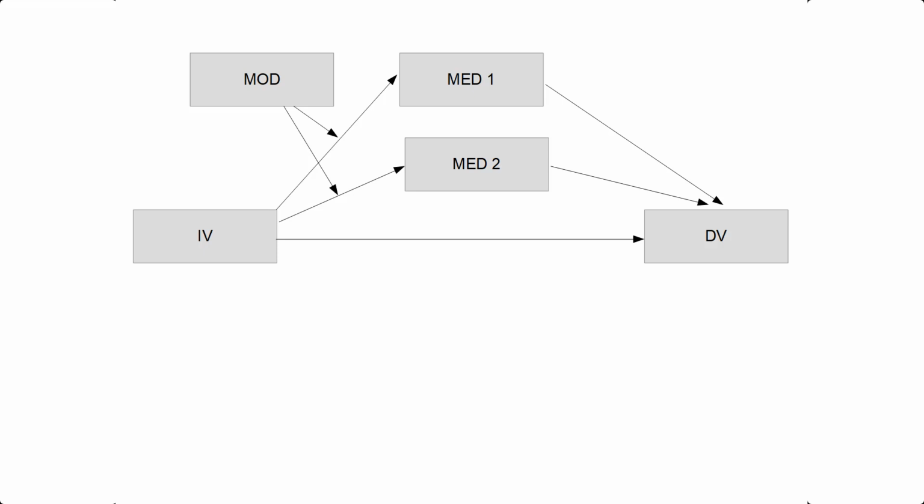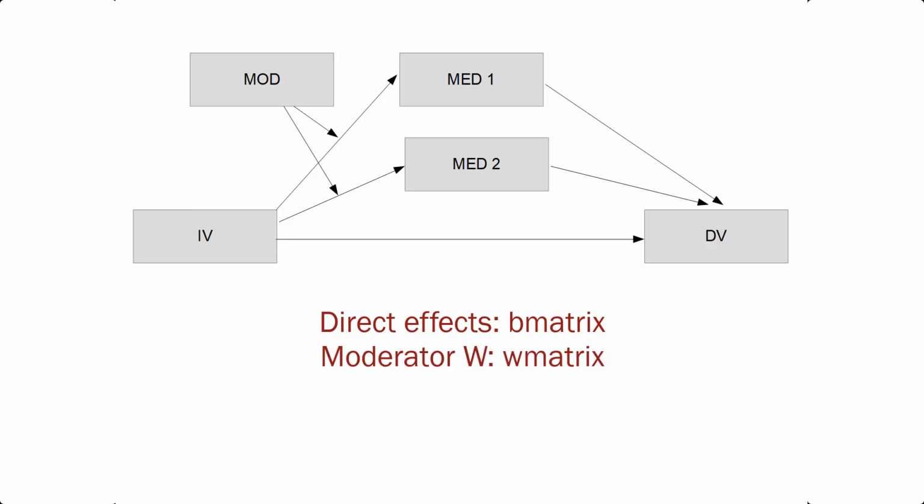In this model we have two components. We have effects from one variable to another, from the independent variable to the first and second mediator, and from the independent variable and both mediators to the dependent variable. In order to program those in PROCESS, we need a B matrix. And the second part, some of those effects are moderated. In this example, the two A paths. In order to program that, we need a W matrix.